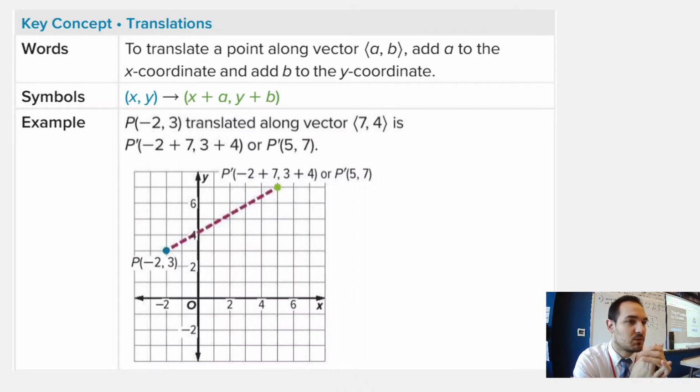With translations, we're going to have something called a vector, which is basically an instruction manual on how to move it. So if our vector is 7, 4, that means take your whole shape, go over 7, add 7 to the x's, and go up 4, add 4 to the y's. So move it 7 to the right, and then 4 up. That's what that translation vector is. It's an instruction manual on how to move it.